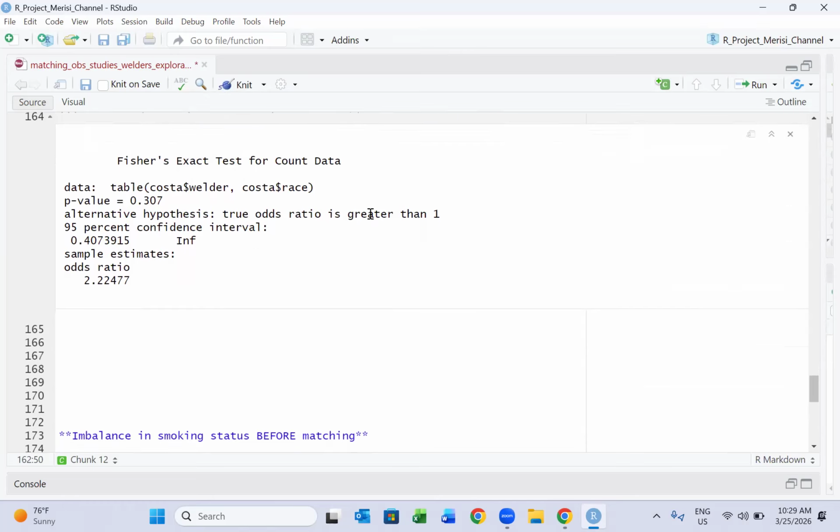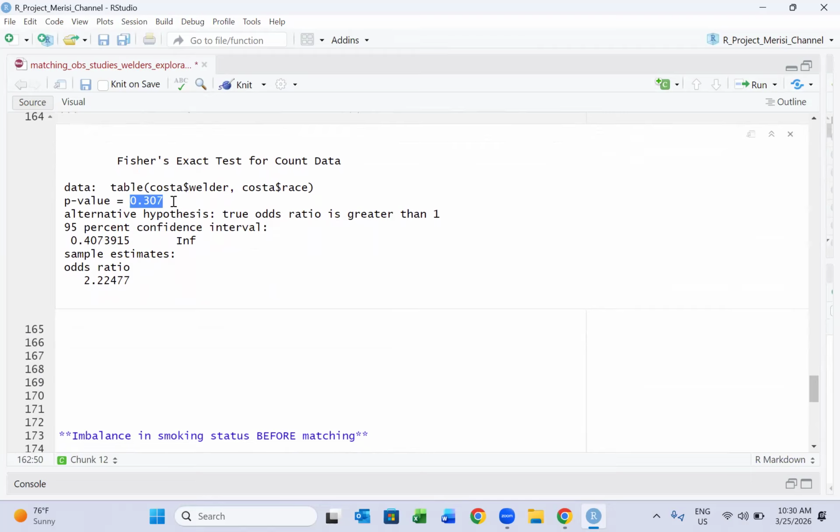Okay. Again, we can have fun interpreting all the output from that test, but we're going to focus on the p-value because we're assessing statistical significance. So p-value 0.307, obviously greater than alpha. So because p-value is greater than alpha, we cannot claim that the proportion of African Americans is statistically higher among non-welders than among welders.